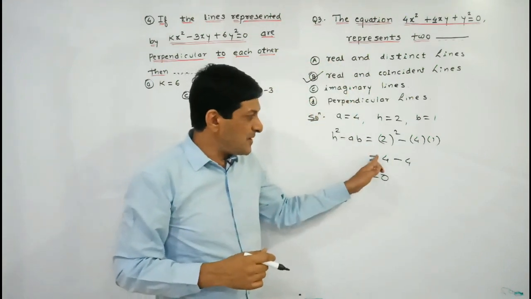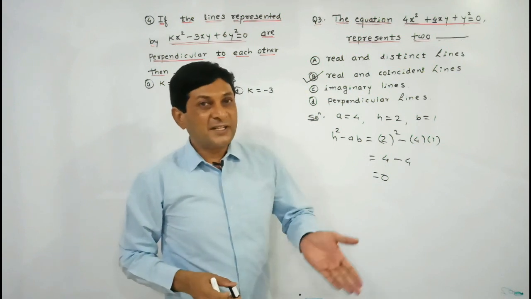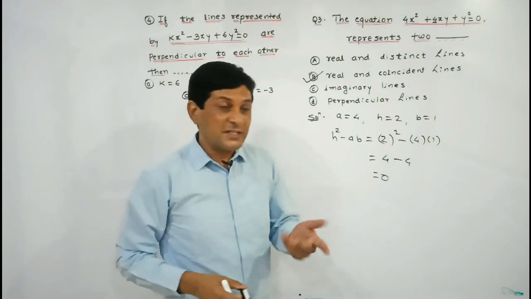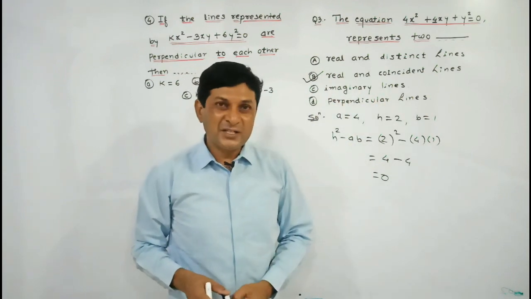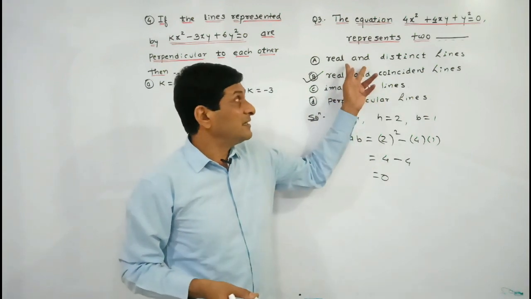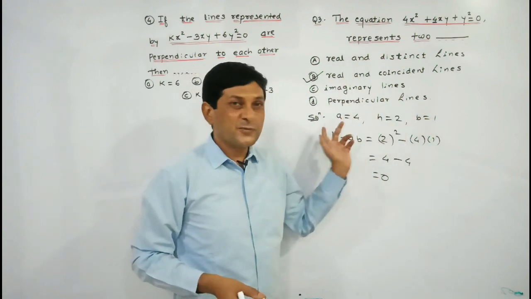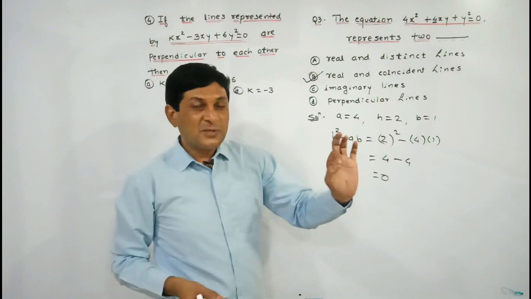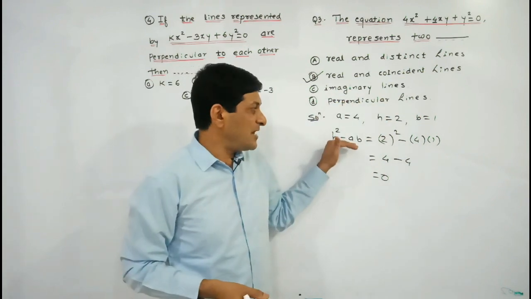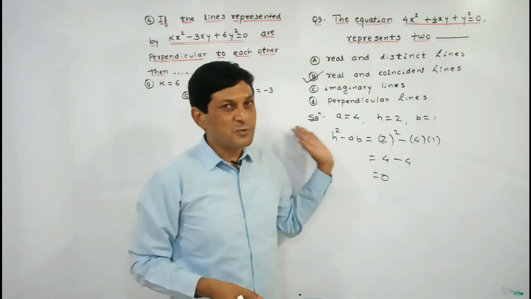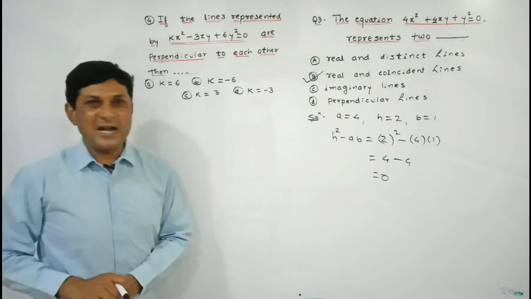In case this value is greater than 0, if a positive value comes, what can we say? Nature of lines are real and distinct. If this value comes negative, at that time we can say that lines are what? Imaginary. If lines are real and distinct and a plus b is equal to 0, at that time we can say that lines are what? Perpendicular. But as it stands, since the value of h square minus ab is 0, that's why we can say that the lines represented by this equation are real and coincident.